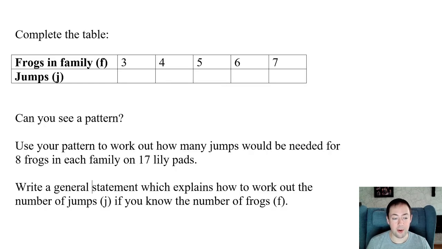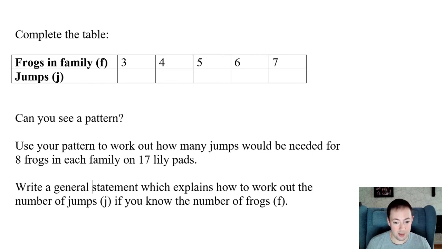When you've worked this out, for every number of frogs in the family, you should have a minimum number of jumps, which I'd like you to put in a table for me. This one's on your sheet. When you've filled in the minimum number of jumps for each number of frogs, you should see a pattern between the number of frogs and the number of jumps.